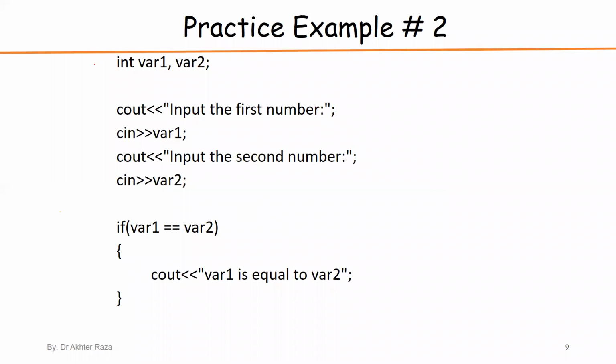Now in this program, integer variable 1 and integer variable 2 are declared. Input the first number with cin into variable 1. Input the second number, a message will be printed on the screen, into variable 2. Variable 2 has got a number by cin. If these two numbers are equal, then a statement is printed on the screen that variable 1 is equal to variable 2. If the user does not give the same values, because the user can enter any number, then the condition will become false. If the condition is false, then it goes outside. This is the outside of the statement.